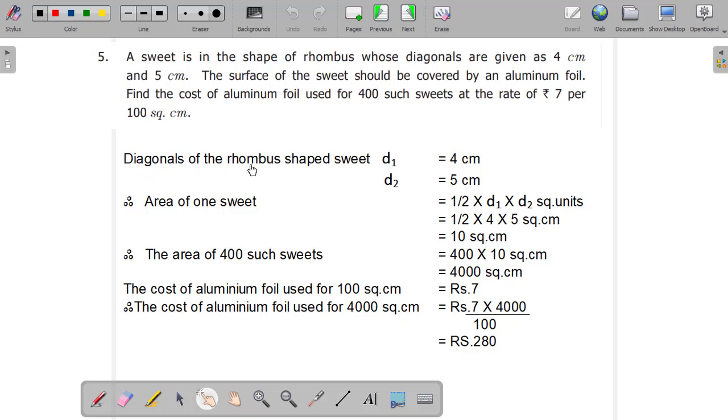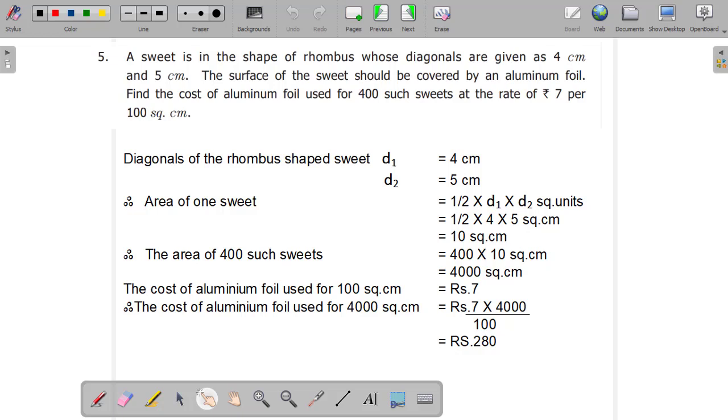Diagonals of the rhombus shaped sweet: D1 is equal to 4 centimeter, D2 is equal to 5 centimeter. Therefore, area of one sweet is equal to half into D1 into D2 square units. Here we are putting the values, half into 4 into 5. If we simplify, we will get 10 square centimeter. It is the area of one sweet. Therefore, the area of 400 such sweets is equal to 400 into 10 square centimeter. That will give 4000 square centimeter.